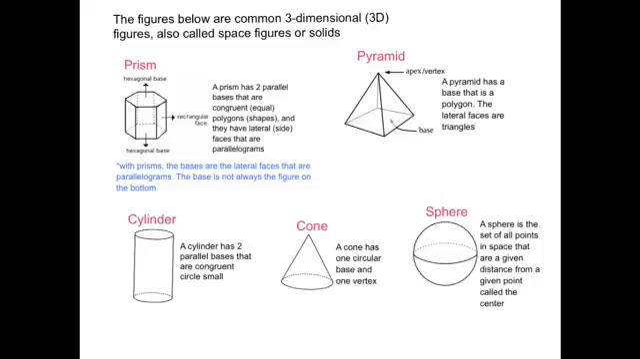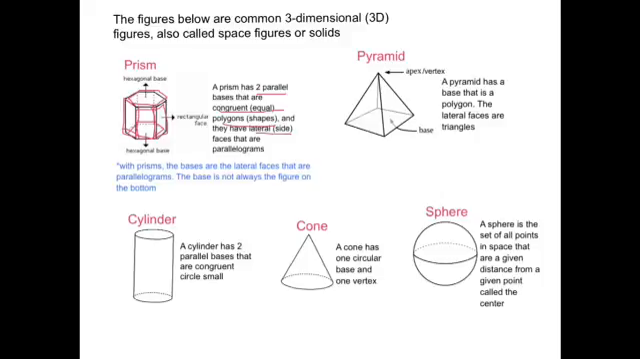A prism has two parallel bases that are congruent, or basically equal polygons. And polygons, we know, are just shapes. So on this prism here, we have our bases up top and down on the bottom. And they have lateral faces, basically on the side, they're parallelograms. So here, you see that they have rectangles on each side.